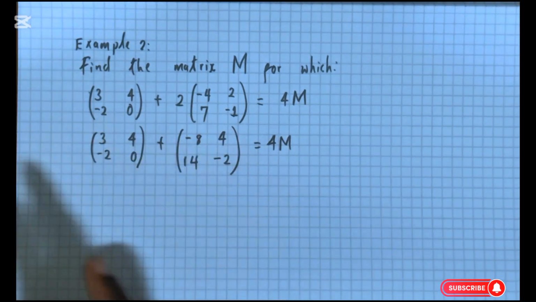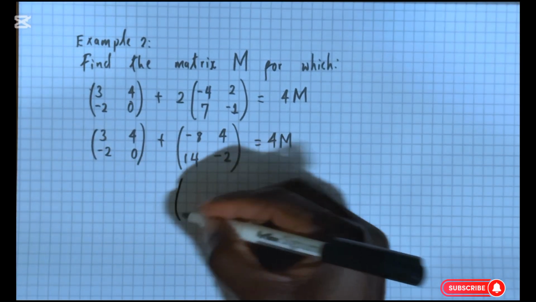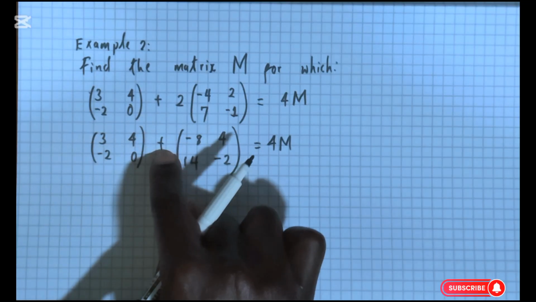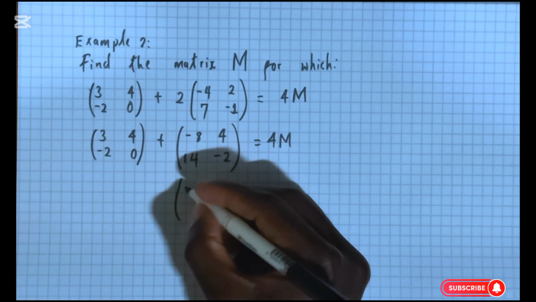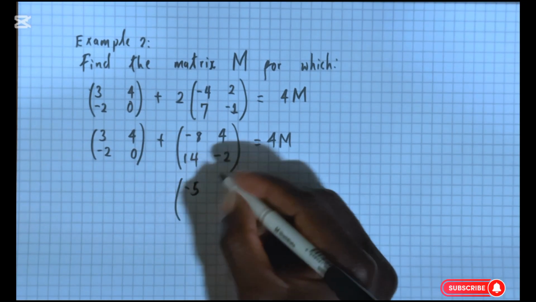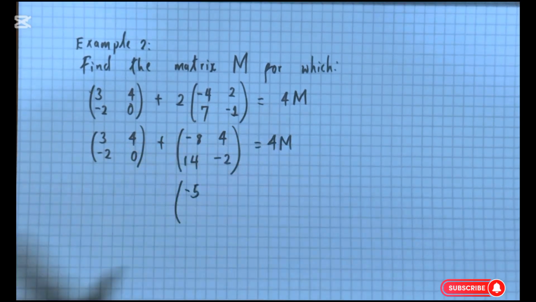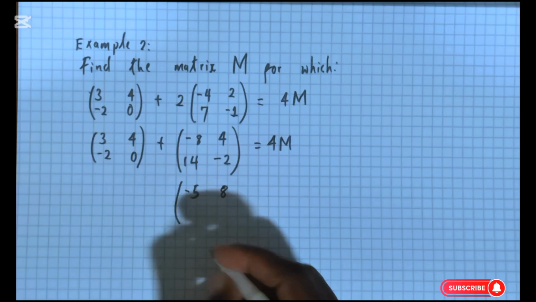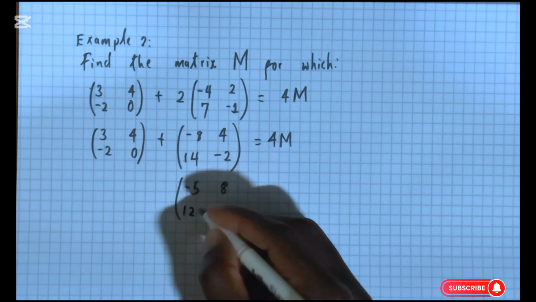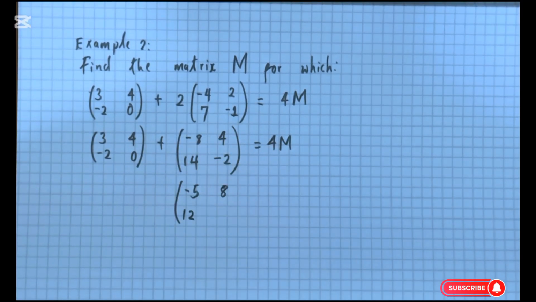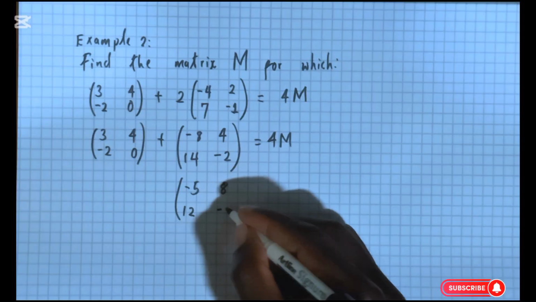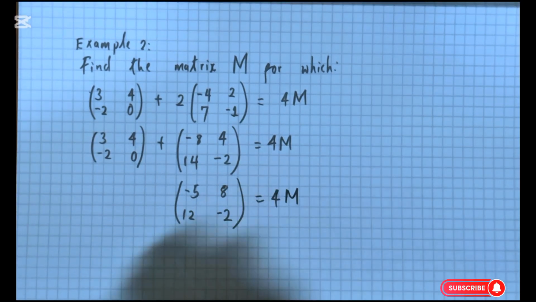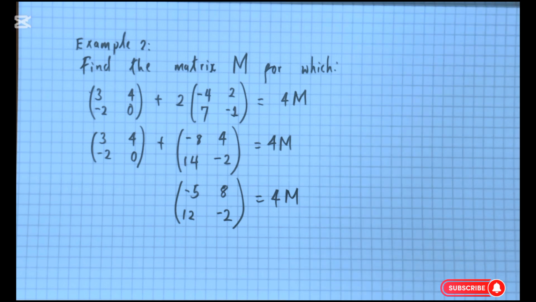All right, so we're going to add these two matrices. When we add these two matrices, we get 3 plus -8, which gives us -5. 4 plus 4 will give us 8. -2 plus 14 will give us 12. 0 plus -2 will give us -2, and that's supposed to be equal to 4 times the matrix M.